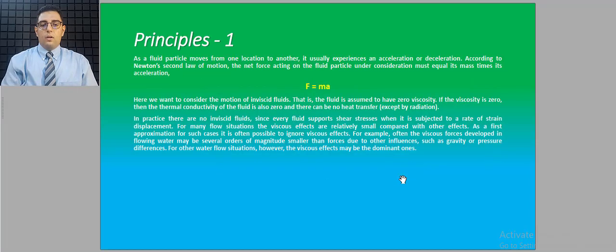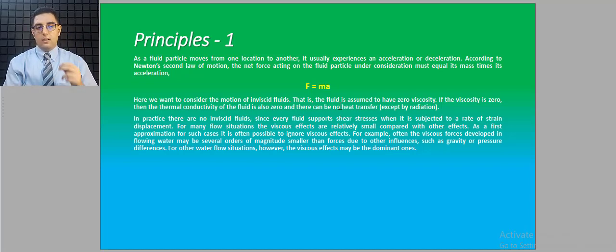So, we are going to keep on the instruction with the first principle. Guys, when a particle is moving from one position to another, it's gonna experience an acceleration or deceleration. According to Newton's second law, we can apply the theory to the net force acting on the fluid particle under the fundamental consideration, which is Newton's second law, which means F is equal to ma. This theory states that the net force on a particle is equal to the mass of the particle multiplied by the acceleration that it is experiencing.